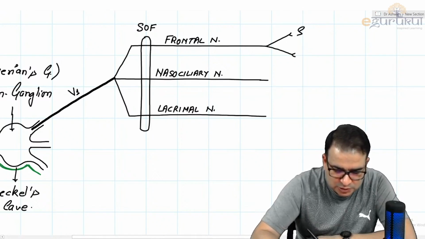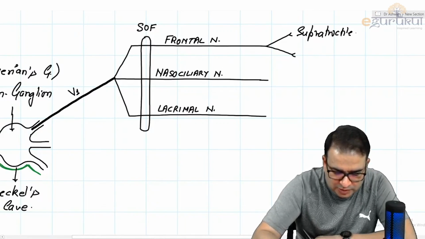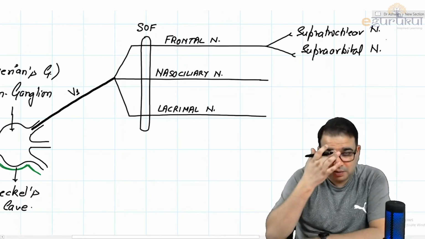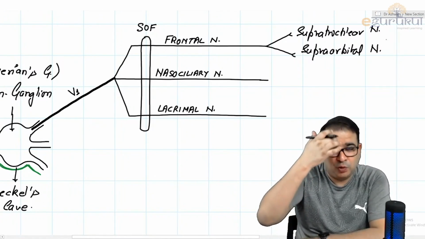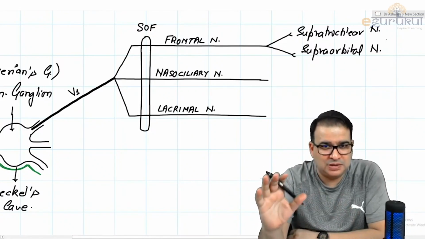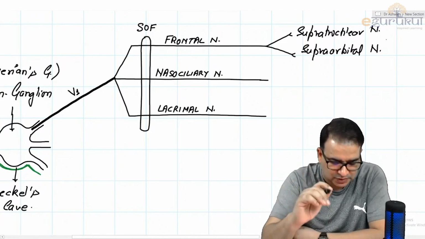Now these 2 branches will make more sense to you. That is called as the supratrochlear nerve. नाम सुना है? Supratrochlear nerve and supraorbital nerve. Supratrochlear and supraorbital nerve. You already know what they are doing. They're coming from here and they're supplying the skin of the forehead and the skin of the scalp also. Supratrochlear, supraorbital. I'll tell you more about these nerves, but just look at this first.